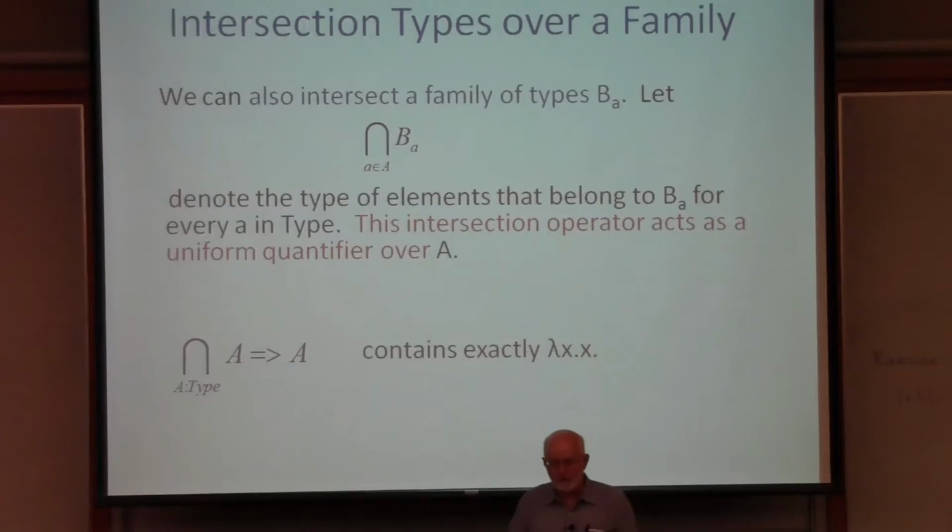You're really saying here for all of these propositions B of A, all of those B of A are true. And in fact, they're proved the same way. They're proved uniformly. So here's an example.